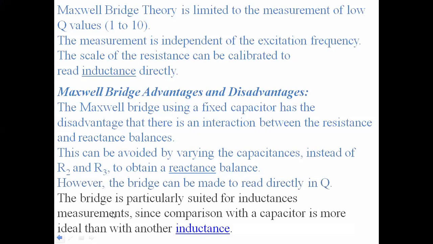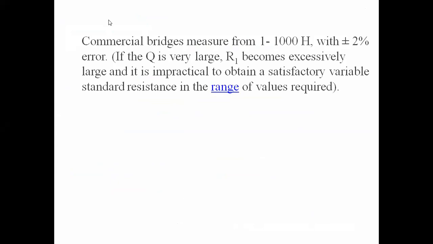Okay, so this bridge is particularly suited for inductance measurements, since comparison with the capacitor is more ideal than with another inductance. Commercial bridge measures from 1 to 1000 Hz with plus or minus 2% error. So if the Q is very large, R1 becomes excessively large and it is impractical to obtain a satisfactory variable standard resistance in the range of various values required.